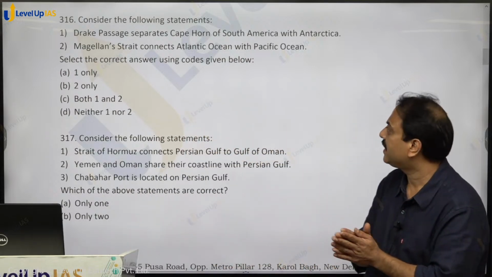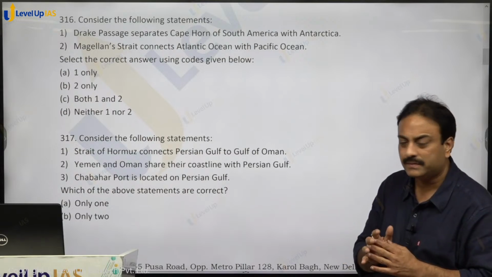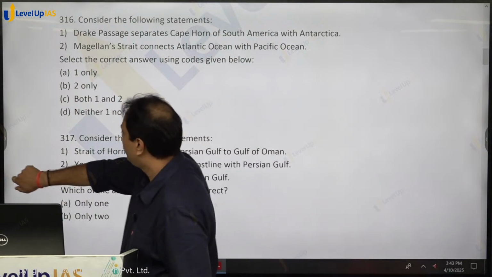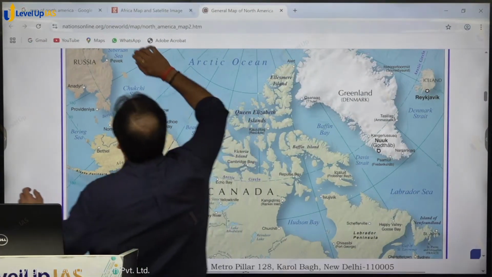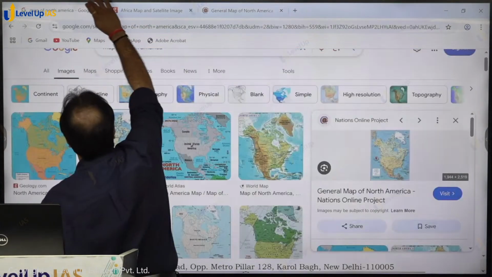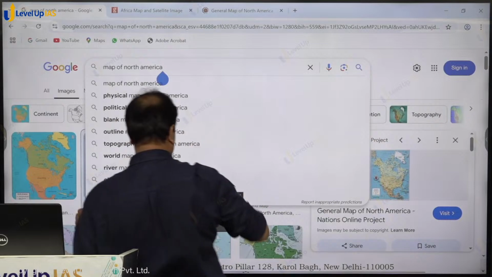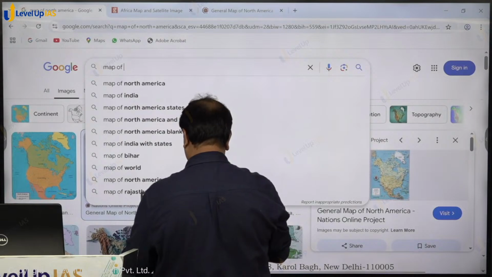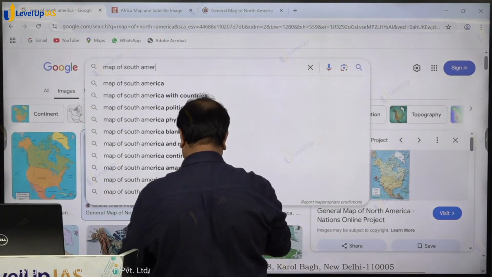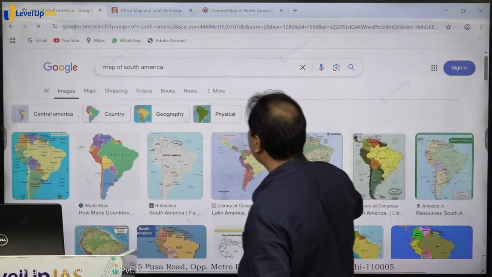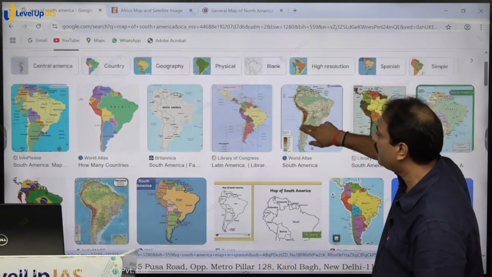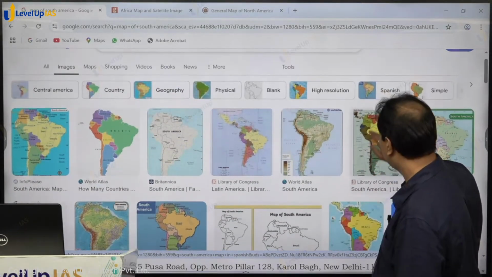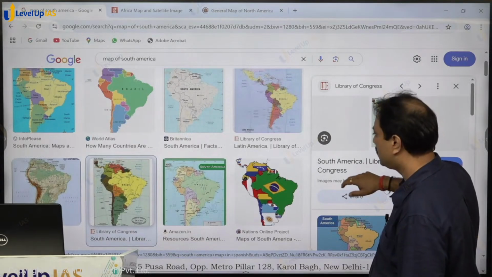Drake Passage separates Cape Horn of South America from Antarctica. Magellan Strait connects Atlantic Ocean with Pacific Ocean. Correct or not? Now I will not close the tabs, so every time we will not have to open it up. Drake Passage, Magellan Strait. See if it is given over here. Not given.